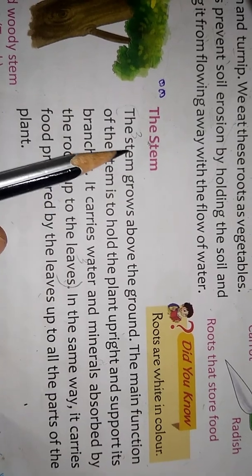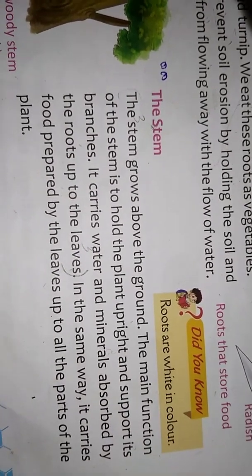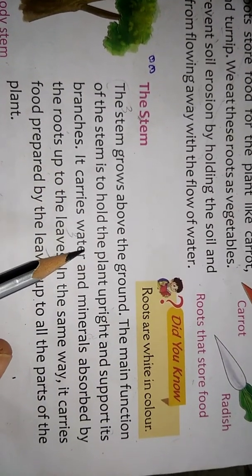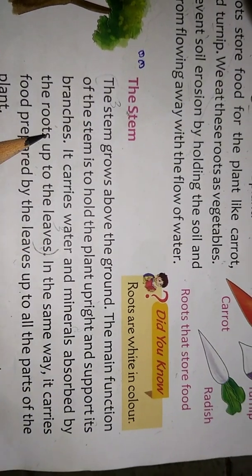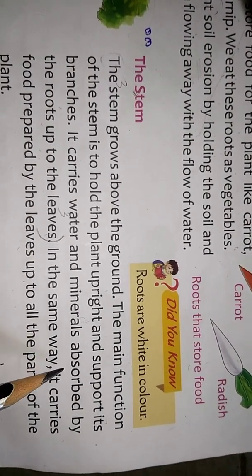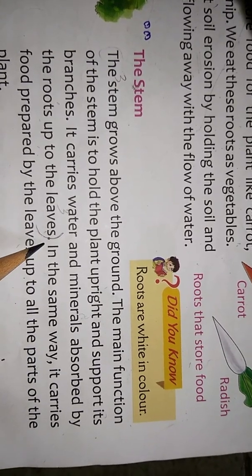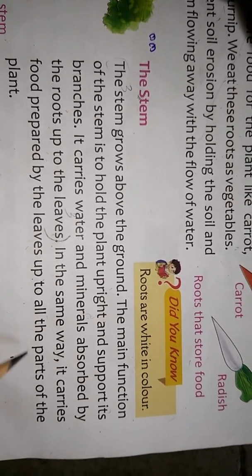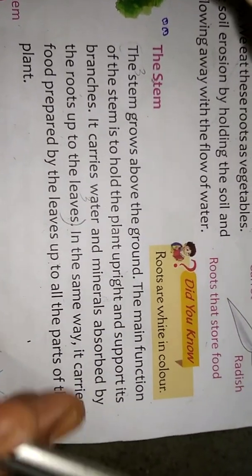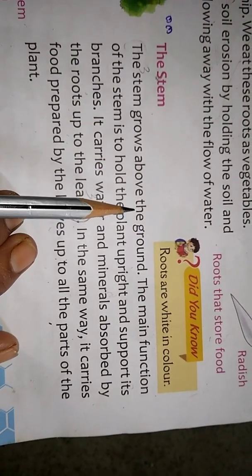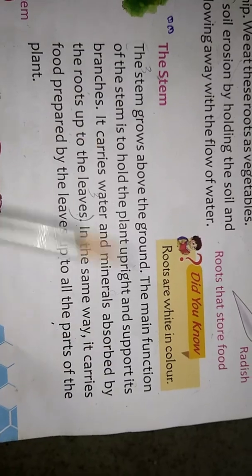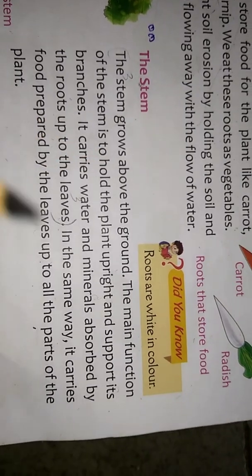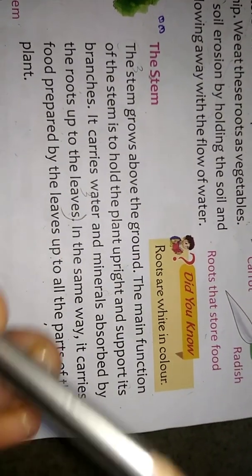The stem. The stem grows above the ground. The main function of the stem is to hold the plant upright and support its branches. It carries water and minerals absorbed by the root up to the leaves. In the same way, it carries food prepared by the leaves up to all the parts of the plant. You can see the stem grown above the ground. Upright means straight. It should hold the plant straight and support all the branches.